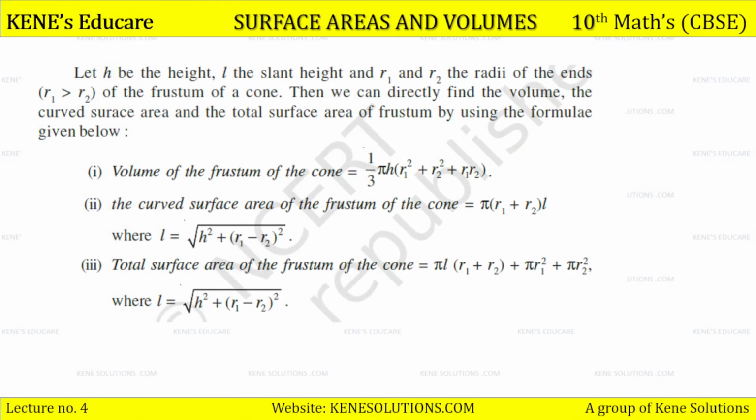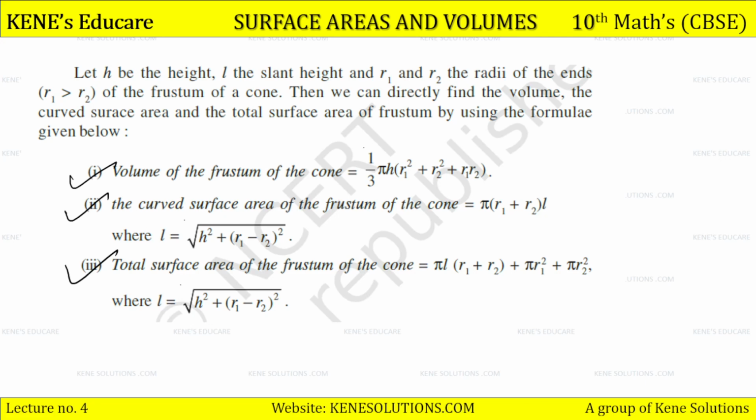Let H be the height, L be the slant height, and R1 and R2 the radii of the ends of the frustum where R1 is greater than R2. Then we can directly find the volume, the curved surface area and the total surface area of the frustum by using the formulas. Okay, so note down all three formulas in your notebook; this is what you have to use directly to find the solution of these frustum questions.